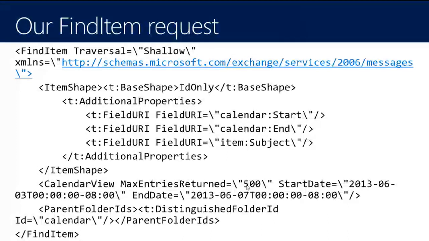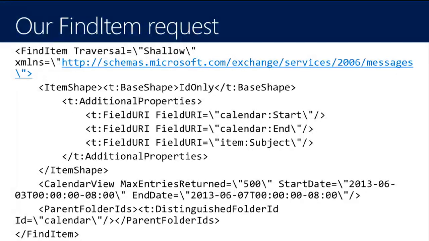Then for the calendar, we want 500 entries, starting on the 3rd at midnight Pacific time, and going until the 7th at midnight Pacific time, and only in the distinguished folder known as calendar. If I change this to inbox, for example, I wouldn't get any items back because I would be asking for calendar items in the shape in the inbox folder, but it would be a legal query. Okay? But if I wanted to actually get back a different type of item out of that folder, then I would have to do something different.